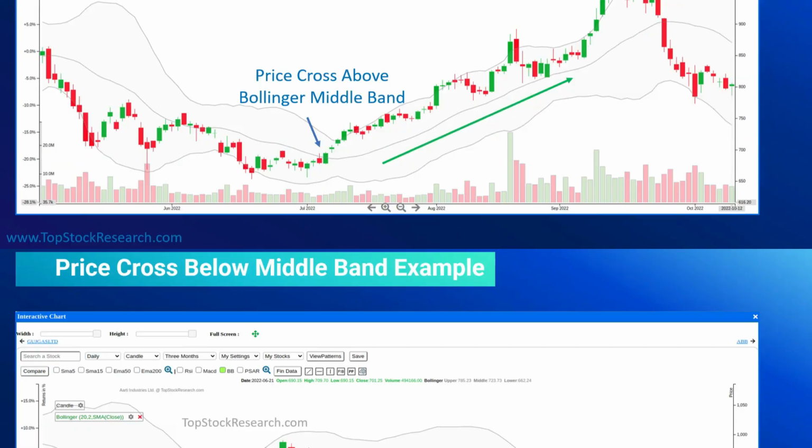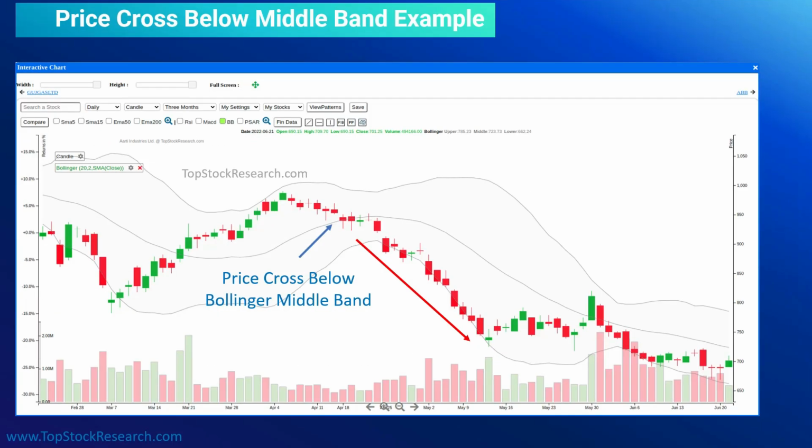Price crossing below the middle band is the same thing. We have cited an example. It has crossed above the middle band and given a move, then gone below the middle band and again given a downtrend move. So first is the extreme levels, upper and lower. Number two is the middle band, where the crossover can give you certain signals.